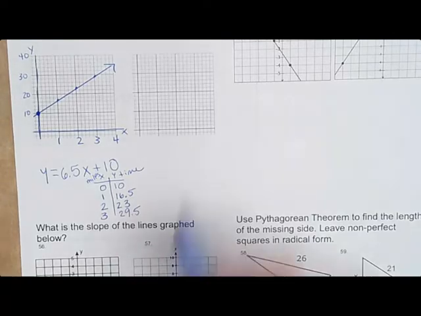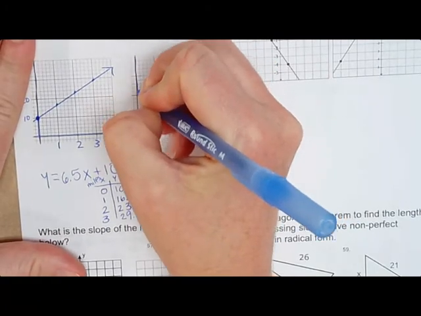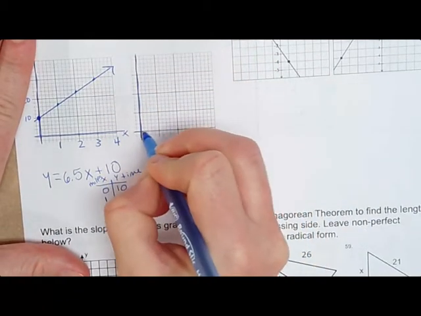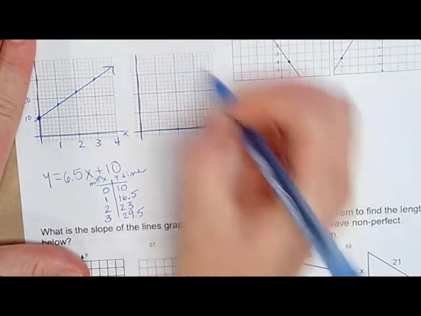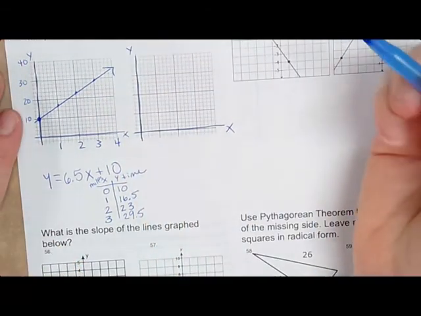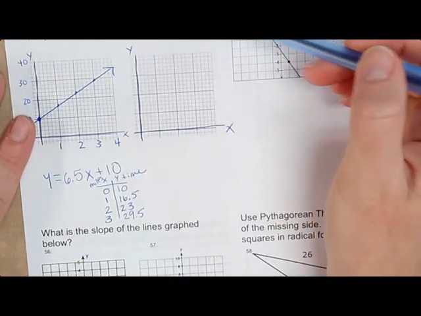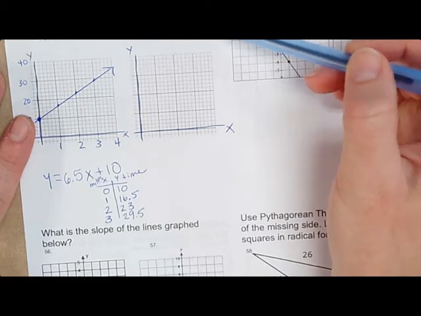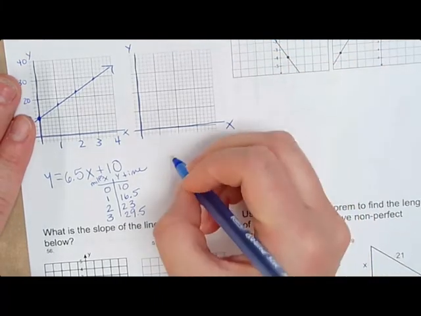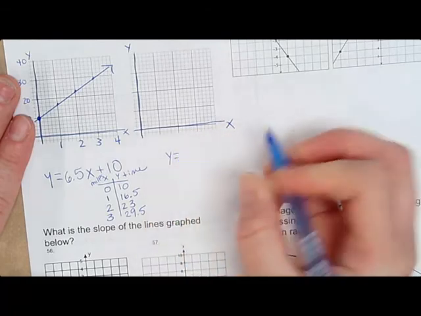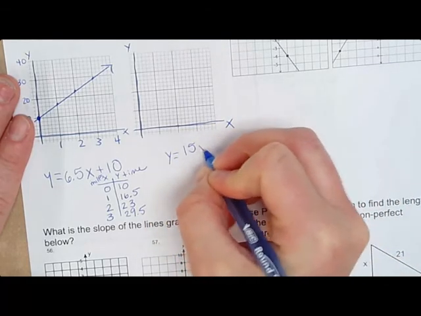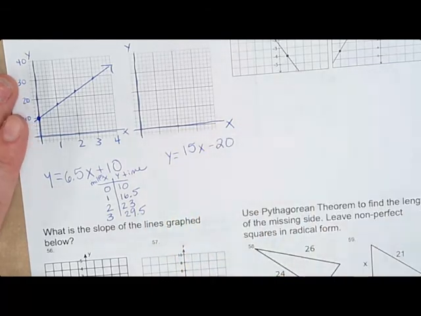And then number 53 was the other one. That was a little confusing. Maya bought X shirts for $15 each at the mall and used a $20 coupon. Write an equation that represents the total amount Y she spent at the mall. So our equation would be 15 times X minus 20.